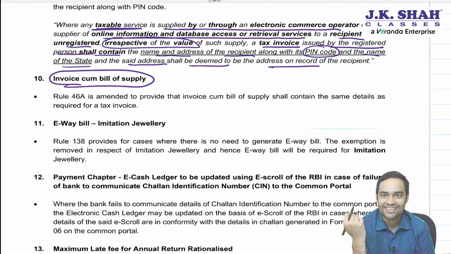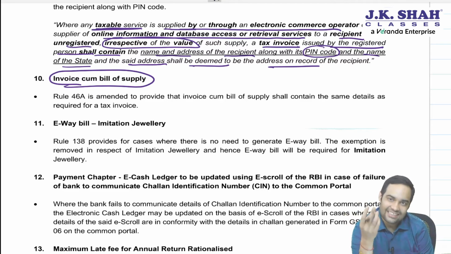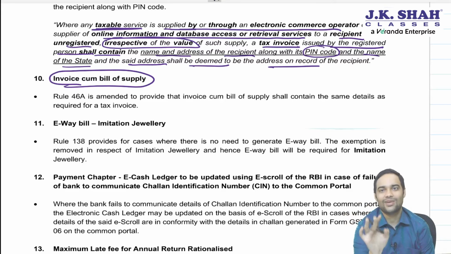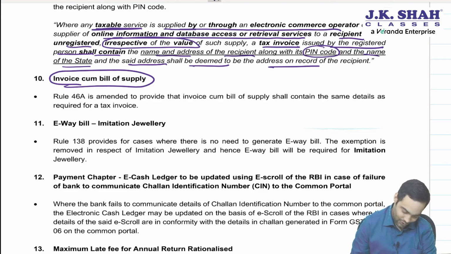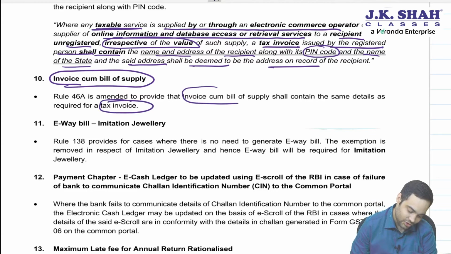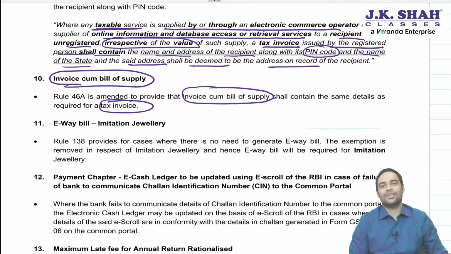The government has now clearly provided that the invoice cum bill of supply has to contain the details which are required to be there on a tax invoice. That's the only change. So whatever details are required for an invoice, the same details should be there on the invoice cum bill of supply as well. That's the only change.